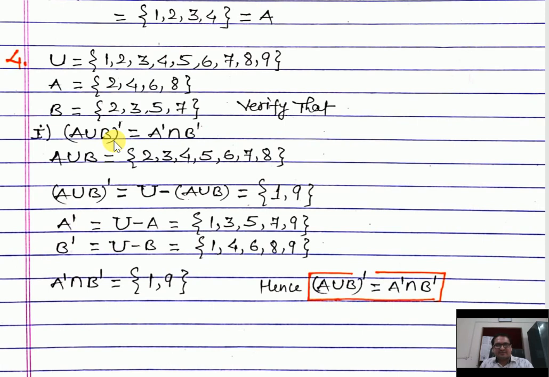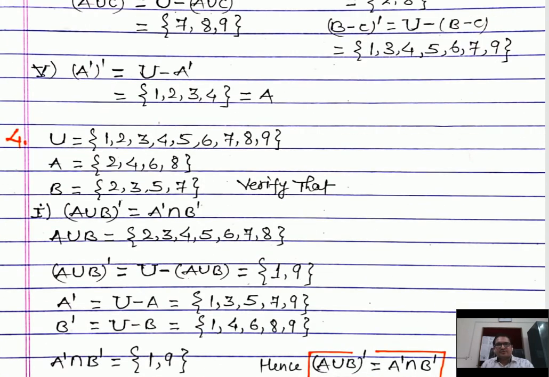Now you have the left hand side. Now find the right hand side. To find the right hand side, first you find the complement of A, then the complement of B, and then the intersection of the complement of A and the complement of B, that is 1, 9. Look here, both are equal. So left hand side equals right hand side, hence proved.